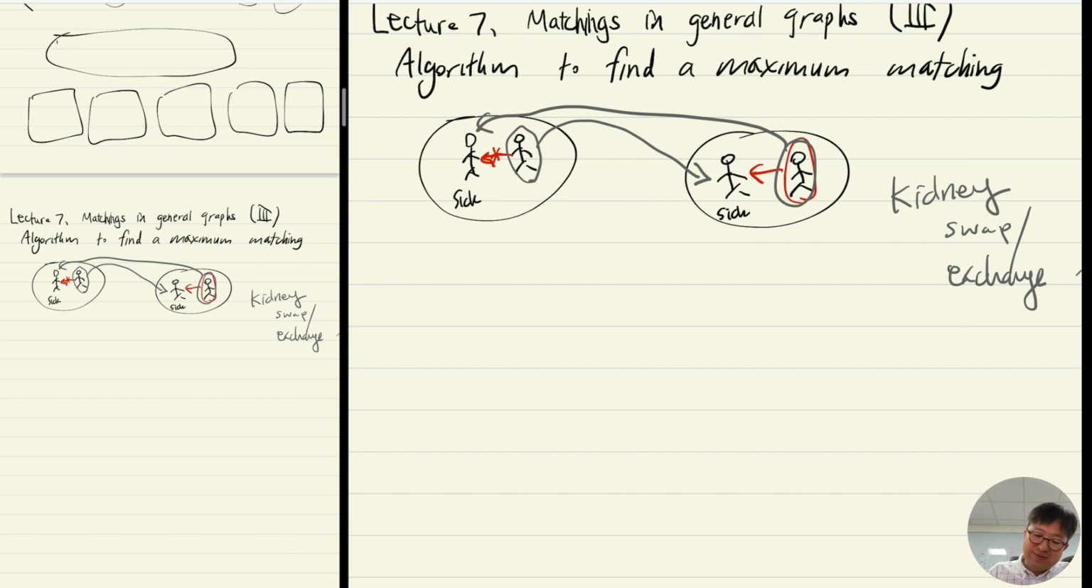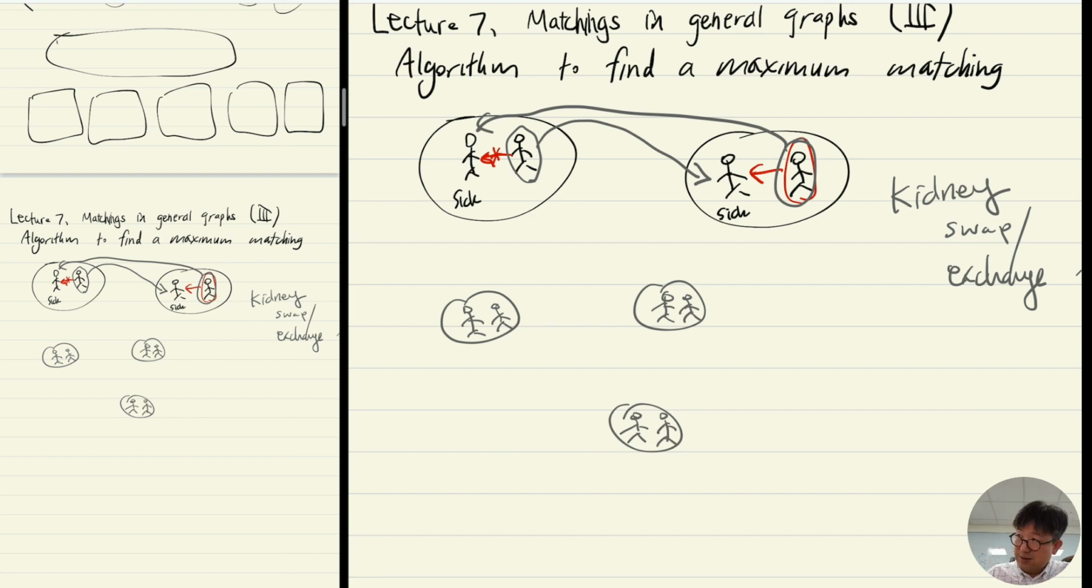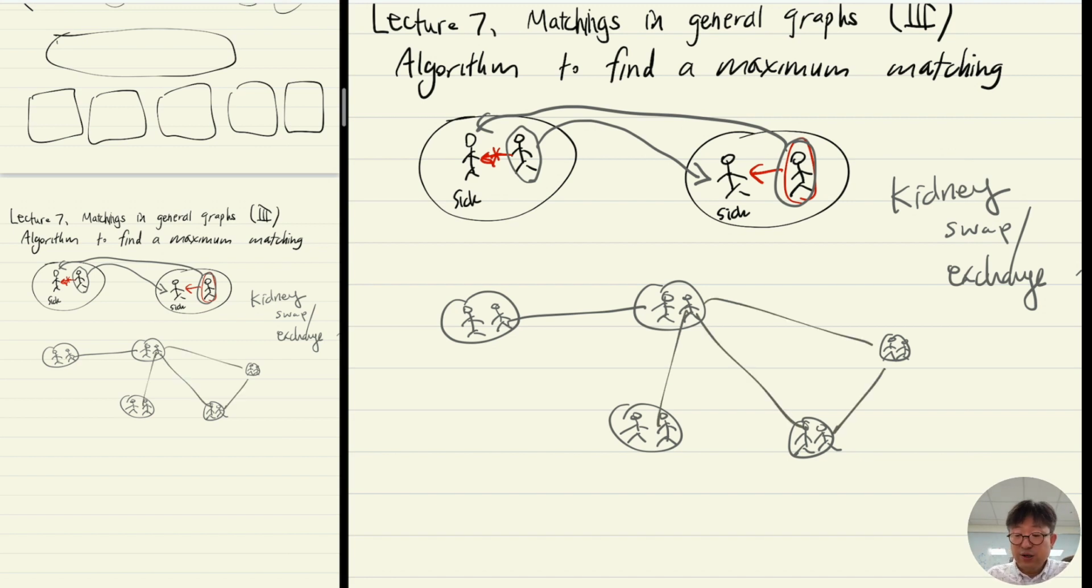So if you have many families having sick persons, so having some problem with the kidneys. All right, can I draw like this? And you can put an edge if they can do this exchange. I might have a graph like this, right? So this becomes a graph problem.